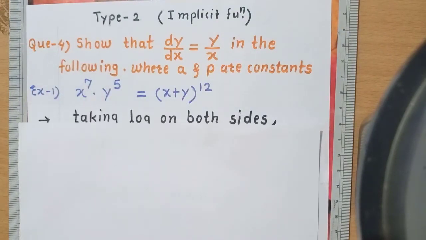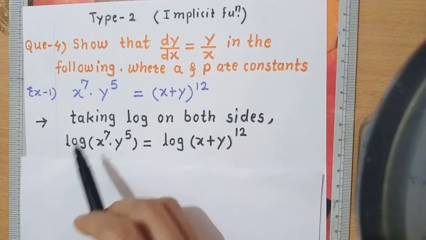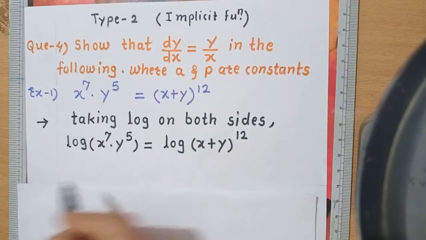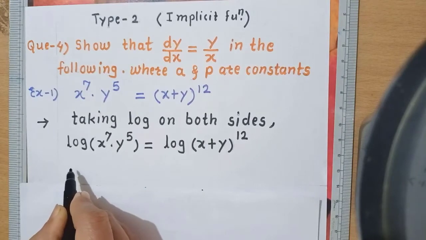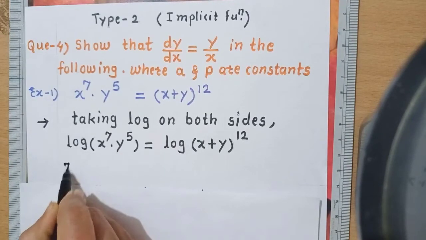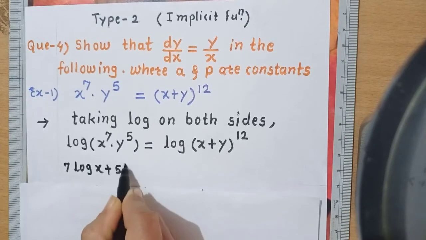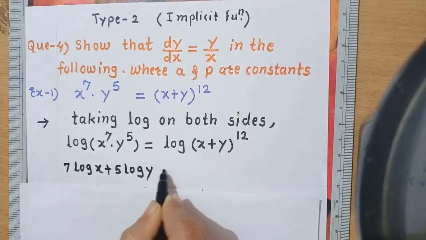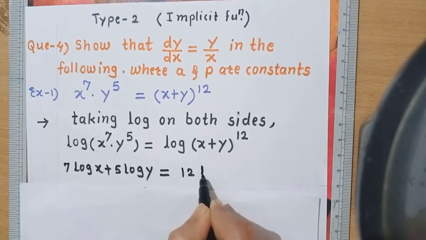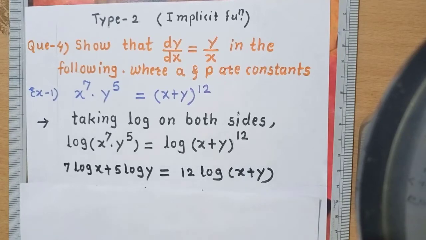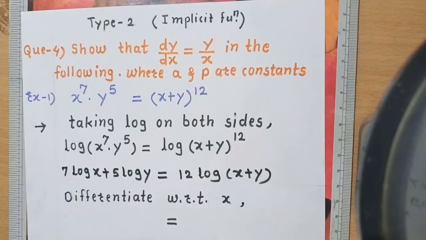So taking log on both sides, we have log of LHS equal to log of RHS. Now keep this again in simplest form, move this index here. So 7 log of x plus 5 log of y, that is equal to 12 log of x plus y. And now differentiate with respect to x.